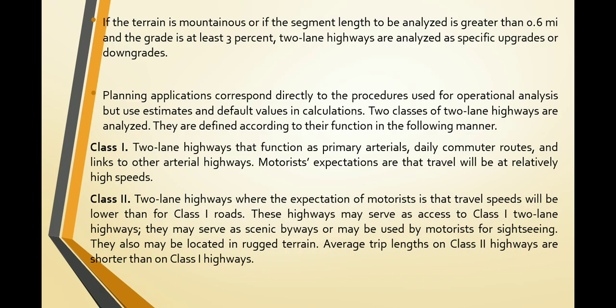Class 2: two-lane highways where the expectation of motorists is that travel speeds will be lower than for Class 1 roads. These highways may serve as access to Class 1 two-lane highways. They may serve as scenic byways or may be used by motorists for sightseeing. They also may be located in rugged terrain. Average trip lengths on Class 2 highways are shorter than on Class 1 highways.